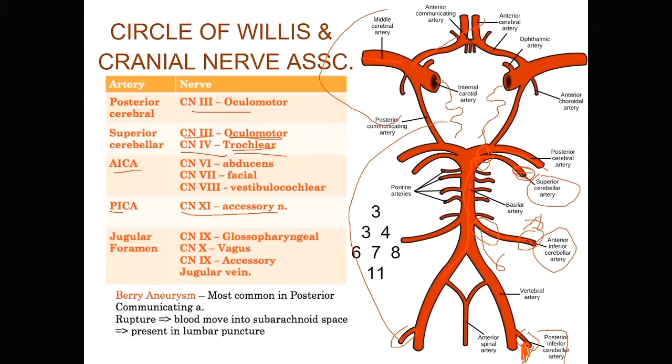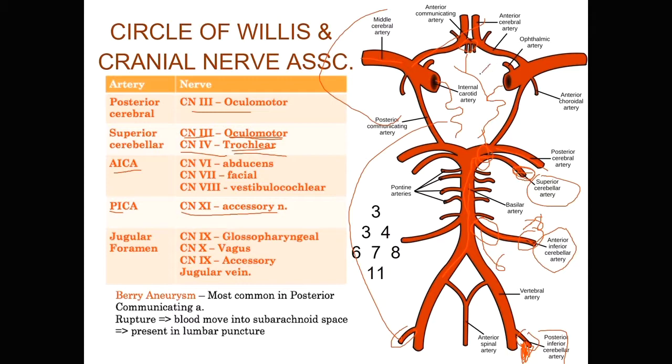You'll see that tortuous inside the skull, not in the neck, but inside the skull. If it's in the neck and it's tortuous, you're talking about vertebral arteries. But if it's tortuous in the skull, then that's going to be your internal carotid and going to your middle cerebral or anterior cerebral. Then we have this little anterior communicating artery, and this is where we can have berry aneurysms.